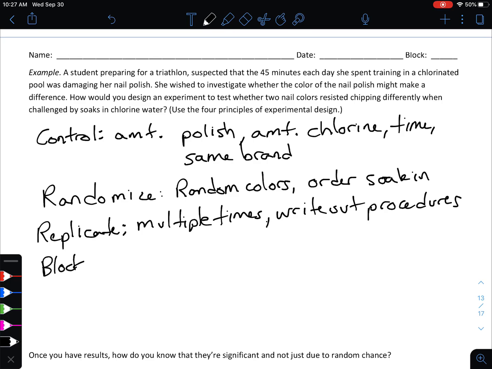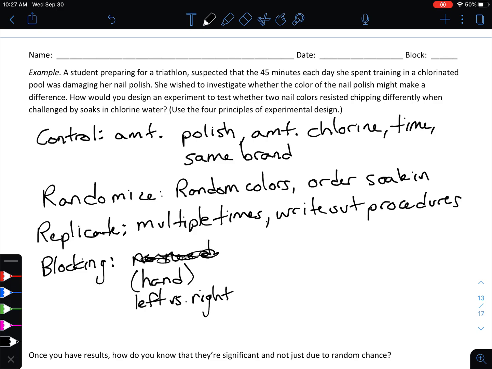Now, in this case for blocking, I really don't see a need to block. I guess one thing you could do, if you did want to block, is you could block by hand. So making sure that, left versus right, the left hand gets both treatments, the right hand gets both treatments. That way it's kind of eliminated as a variable. That's one thing I could see as blocking. So let me go ahead and say that maybe we do need to do that. But by hand is about the only way I can really think that you would block in this type of experiment.